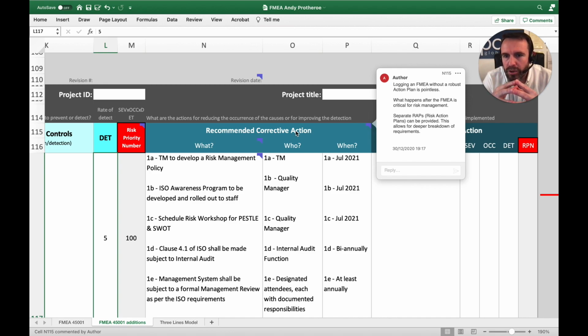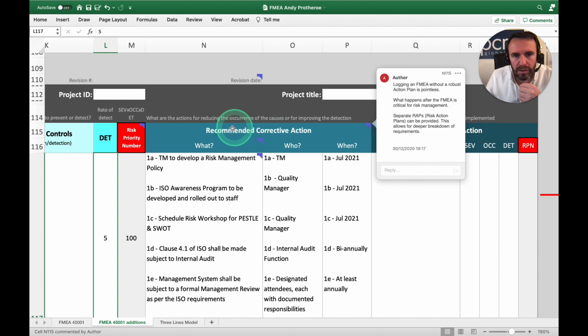Separate risk action plans can be provided, of course. Look on the left-hand side there, under the what's, we've got A, B, C, D, and E. Now, the people committing to and the people responsible, the owners for those actions, they want to be working off the same plan. So we should have multiple risk action plans, which allow, as I've written there, for deeper breakdown of the requirements. I'll show you one of those plans as an output of this in a moment.